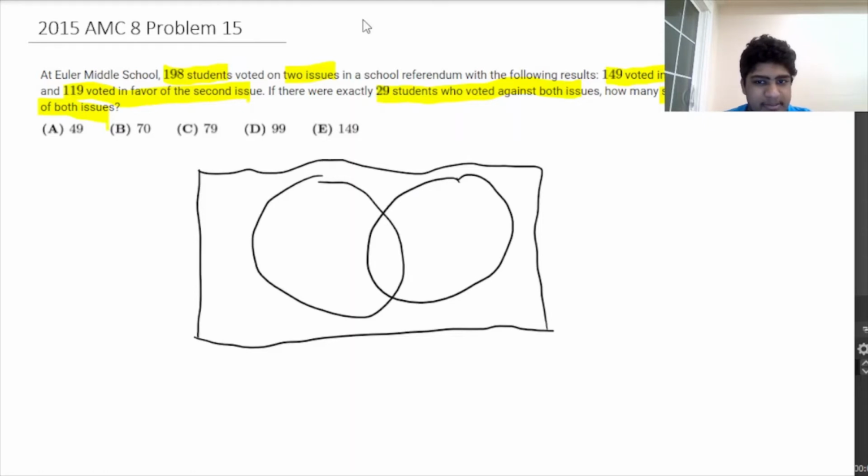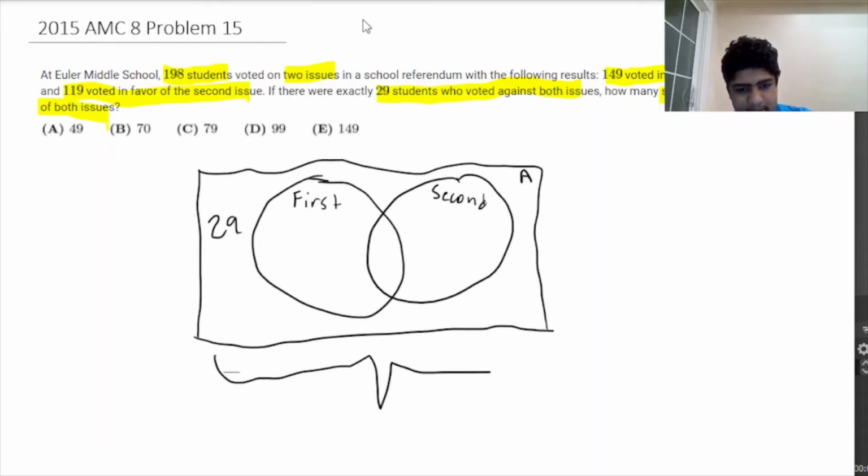One circle represents the students who voted in favor of the first issue. And the second circle is for the second issue. And the students who aren't in either of these circles and just in the box means that they voted against both issues, so we'll just label that A. We know that there are 29 students who voted against both, so there's a 29 in this A. And we also know from the beginning that in total there are 198.